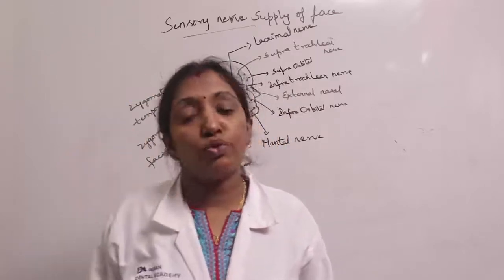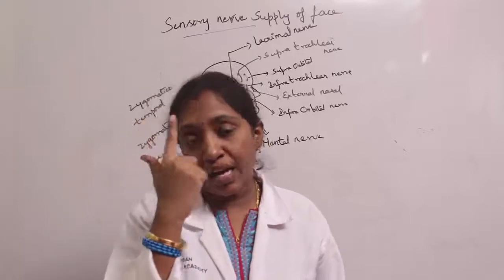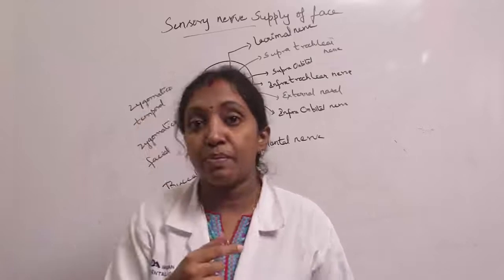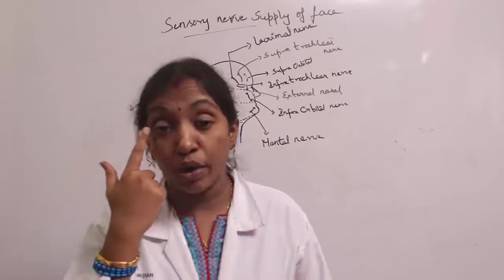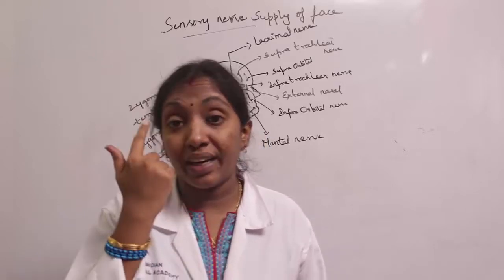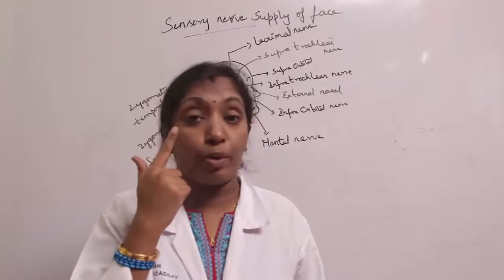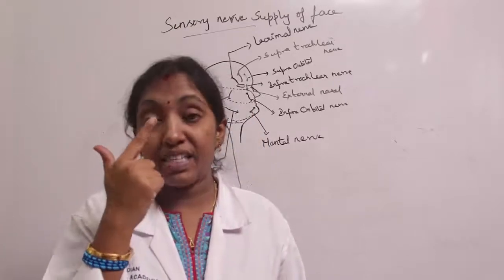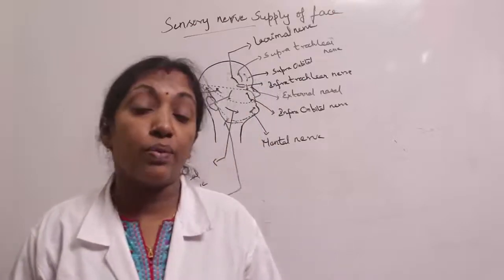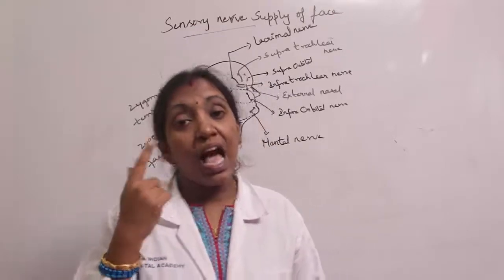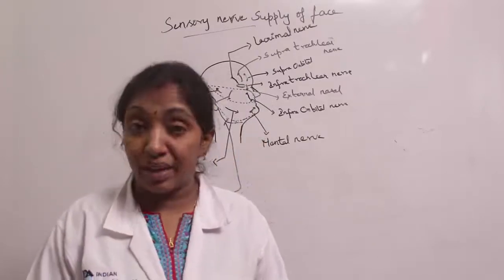The temporal branch of the facial nerve goes upwards and forwards in front of the auricle, and it supplies the corresponding muscles here, that is the frontalis muscle here, the corrugator supercilii here, and the upper part of orbicularis oculi, because the eye is surrounded by orbicularis oculi, and also the procerus muscle is here. So the temporal branch supplies the frontalis, the corrugator supercilii, the procerus, and the upper part of orbicularis oculi.